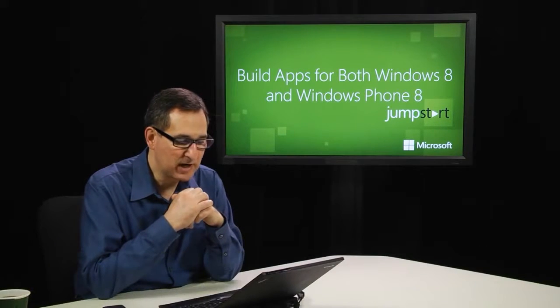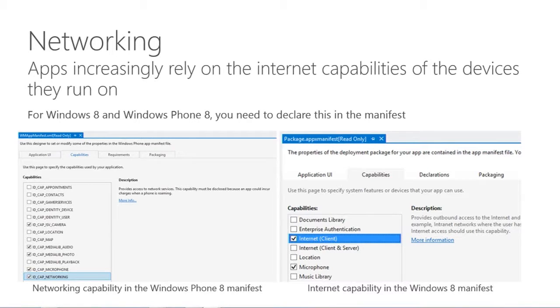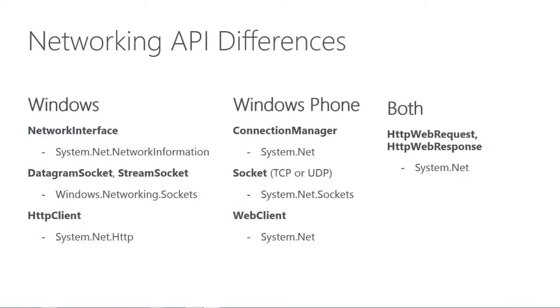Networking is also another area. I mean, obviously, apps are going to pretty much rely on the internet. We think that internet thing's going to catch on, so it's a good thing. So on Windows 8 and Windows Phone, you need to declare that in the manifest. And so it's just a capability that you turn on. On Windows Phone, it's ID_CAP_NETWORKING. And in Windows 8, it's in your package manifest. It's just the internet client. And that one's actually on by default in most of the templates on Windows 8.